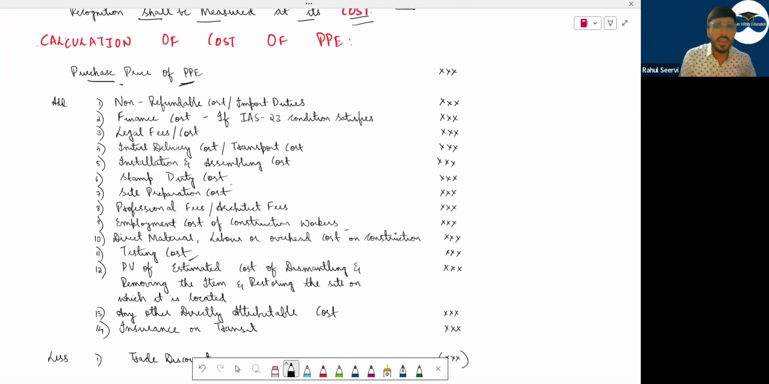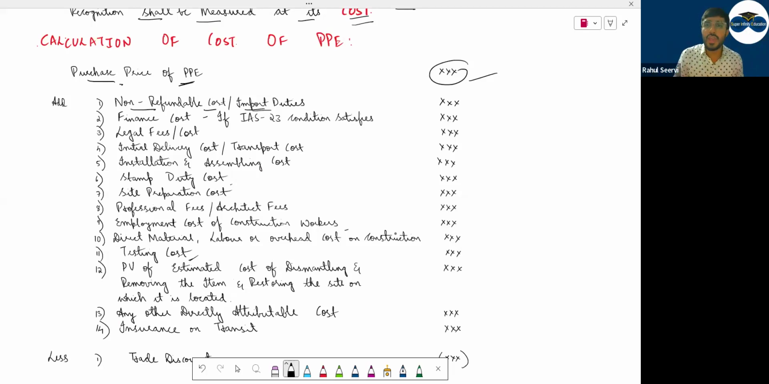Purchase price of PPE, the amount which you give to purchase, it is included. Non-refundable cost or import duty. Say that today I purchased a PPE from the US and I am paying some import duties on it. Now, import duty I am paying to the government. The government is saying that we will pay you back, we will give it back again. I am assuming that in the question it is mentioned that the company will get back the amount.